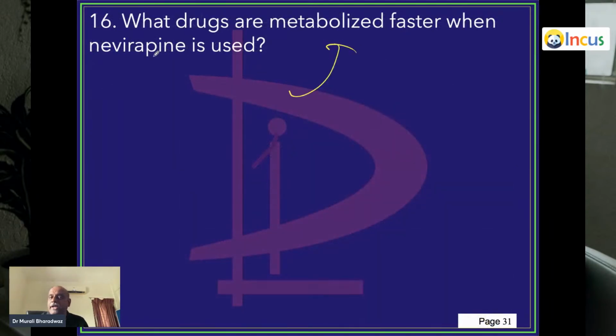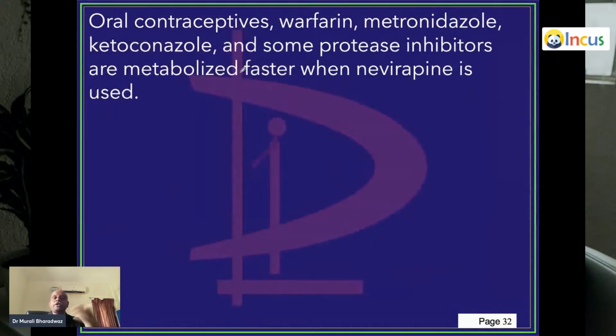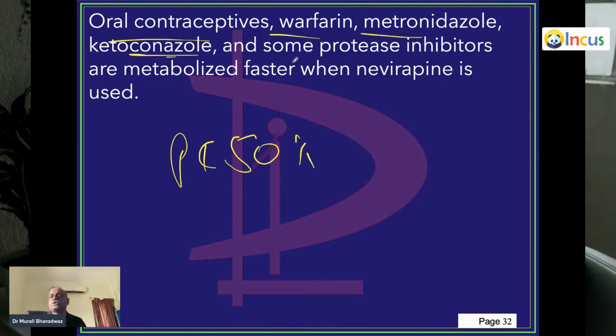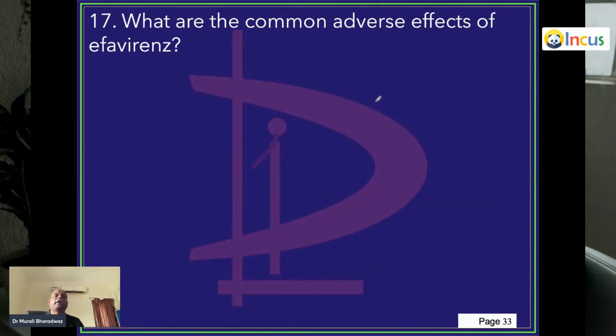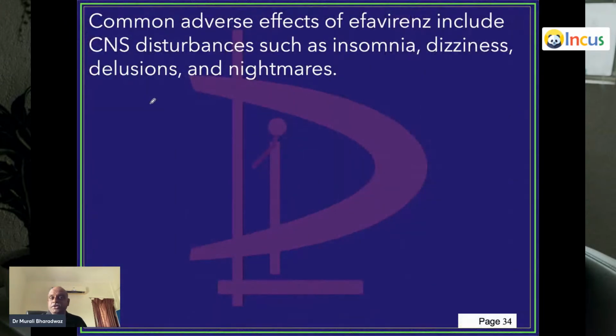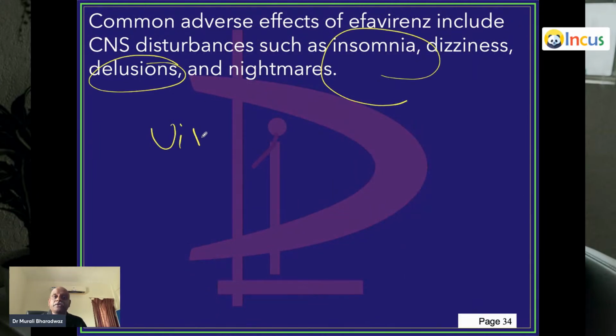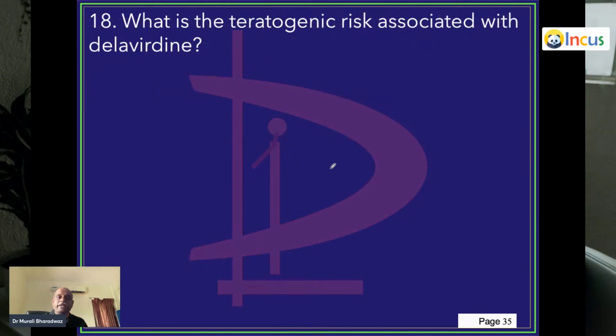What drugs are metabolized faster whenever you give nevirapine? Nevirapine is a P450 inducer. That's the reason oral contraceptives, warfarin, metronidazole, ketoconazole, and some protease inhibitors, they're all metabolized faster because of the P450 induction caused by nevirapine, an important drug reaction. Efavirenz: insomnia, giddiness, vivid dreams, nightmares, suicidal depression, classical of efavirenz.